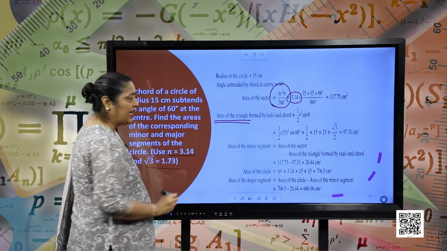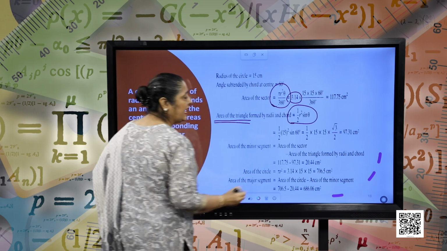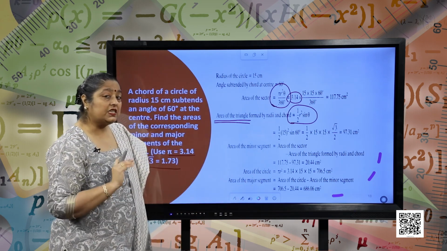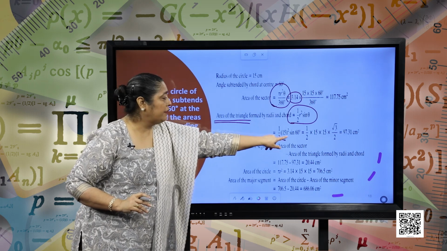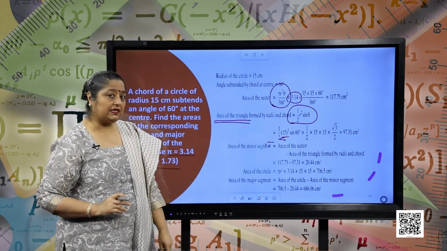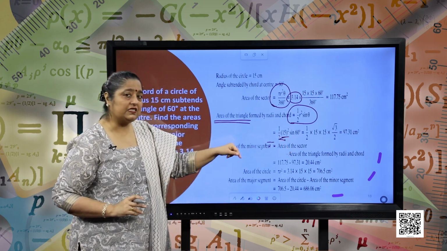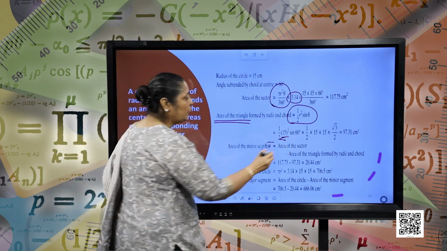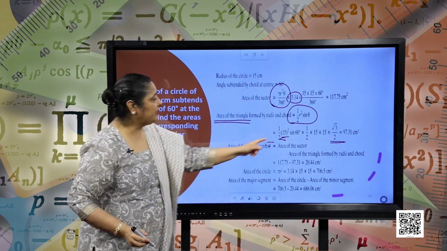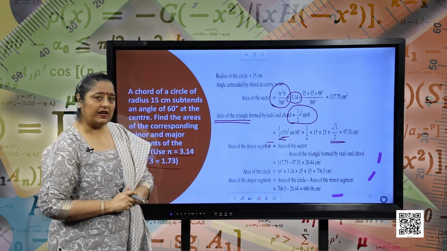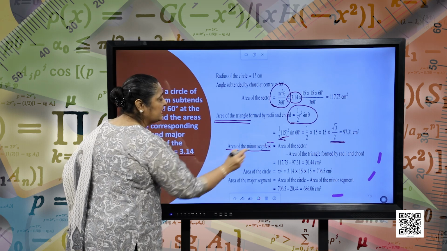Now, what we have to find is area of the triangle. Again, a shortcut, area of the triangle is 1 by 2 r square sine theta. Again, you just need to substitute the values. 1 by 2 r square is 15 square and theta is 60 degree. So, sine 60. We know that the value of sine 60 is root 3 by 2. Calculating it all, we have 97.31 centimeters square.